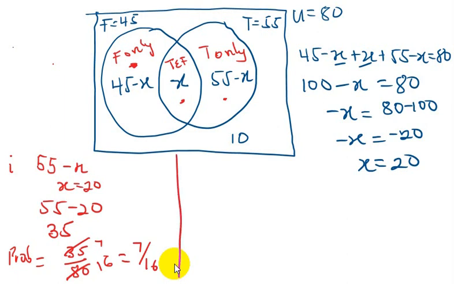That is the probability of picking someone who played tennis but not football, 7 over 16. Now let's go to the II. The II says football but not tennis. So we will use the same method. Those here play football only. Those here play tennis and football, and those here play tennis only.